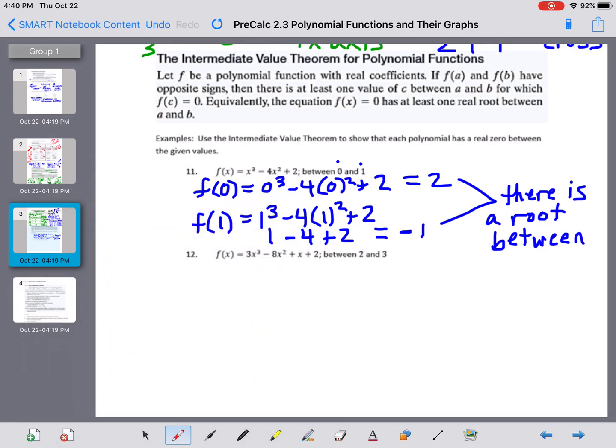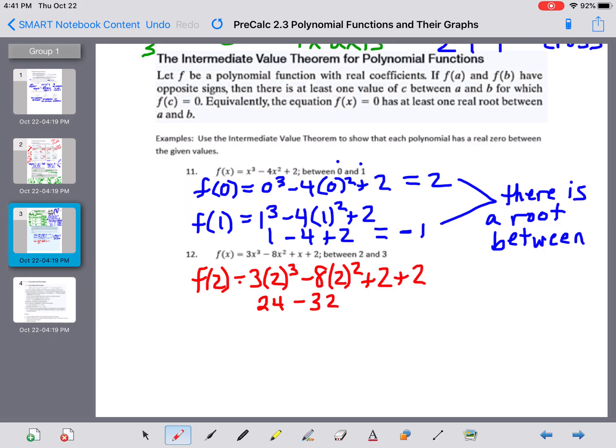All right, next one. Here's my function again. Now I'm checking between 2 and 3 to see if there's a root, does it cross? So I plug in my 2. 3 times 2 cubed minus 8 times 2 squared plus 2 plus 2. 2 cubed is 8 times 3 is 24. 2 squared is 4 times negative 8 is negative 32. That's plus 4 at the end. 24 minus 32 is negative 8 plus 4 is negative 4. So I get a negative 4.